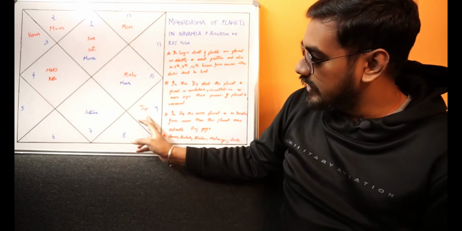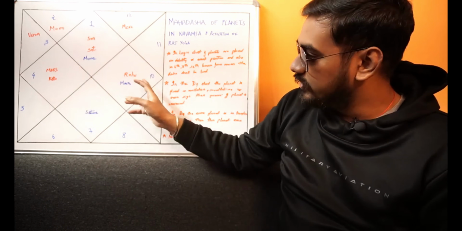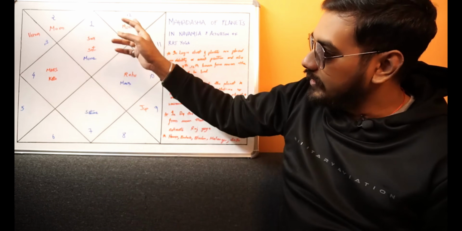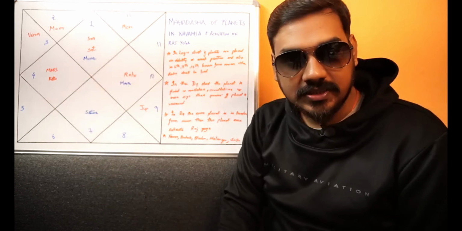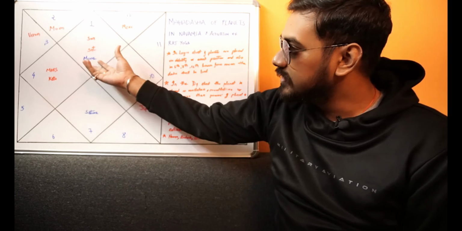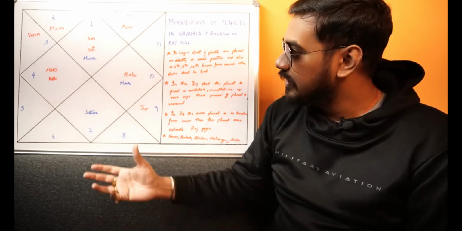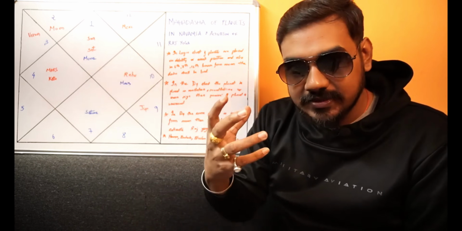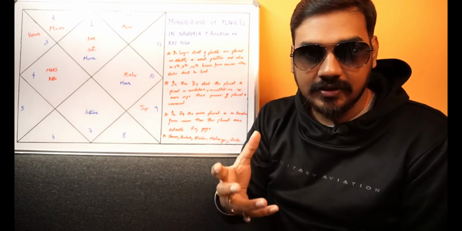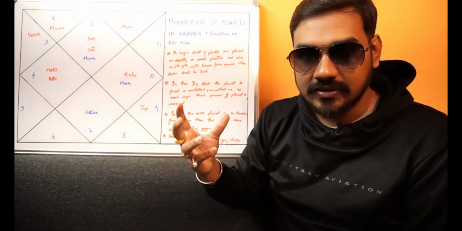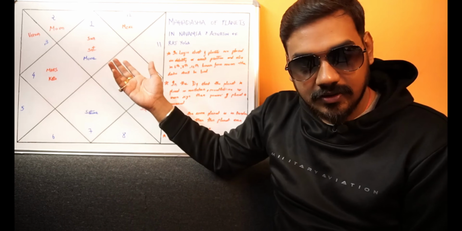Jupiter in the ninth house in Sagittarius in the Lagna chart. Rahu in the 10th house in Capricorn in the Lagna chart, and Mercury is in the 12th house in the sign of Pisces. Okay. Now this is a Vargottam Navamsha because the person is an Aries ascendant, Aries rising in the Lagna chart, and the same sign is rising in the D9 chart.